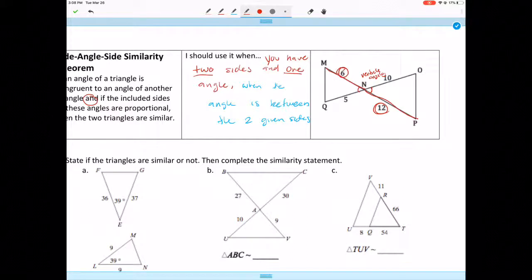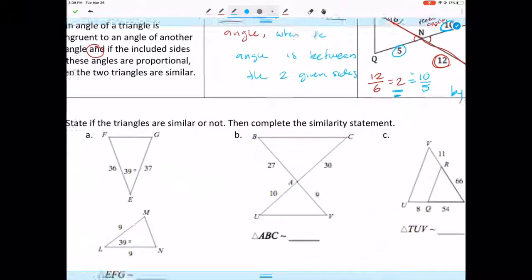All right, so we want to see if they're proportional. So 12 divided by 6 gives us 2. And now we'll use the other corresponding sides, which would be 10 divided by 5. And as you see, both of those sides are proportional. The scale factor is 2. So by that, we know that these are similar triangles by side, angle, side, SAS.